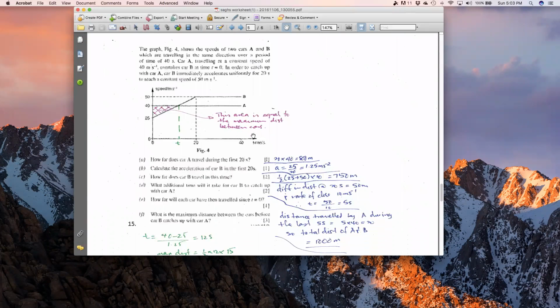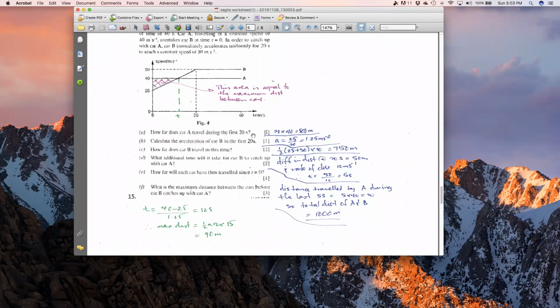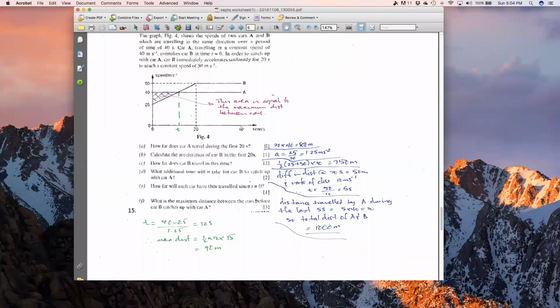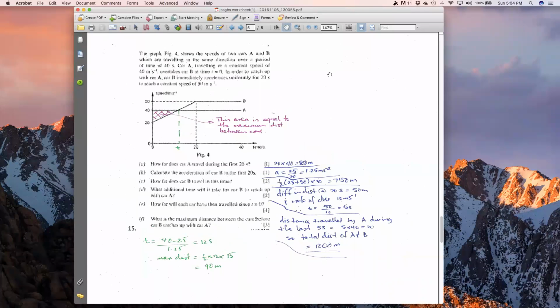This one was rather interesting. This one was a really, really nice question. I tried to write up what the solution ought to be here for you. But I'll go through it with you now. This is a graph.